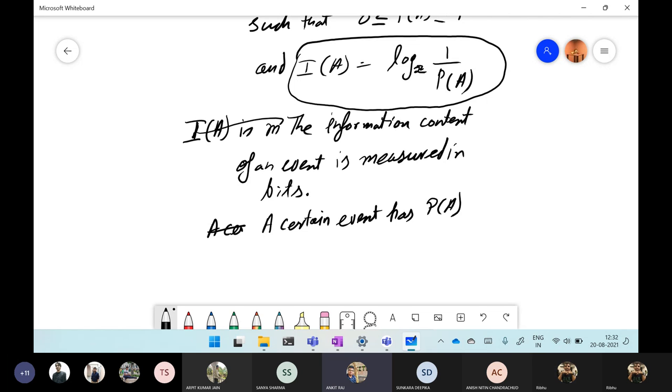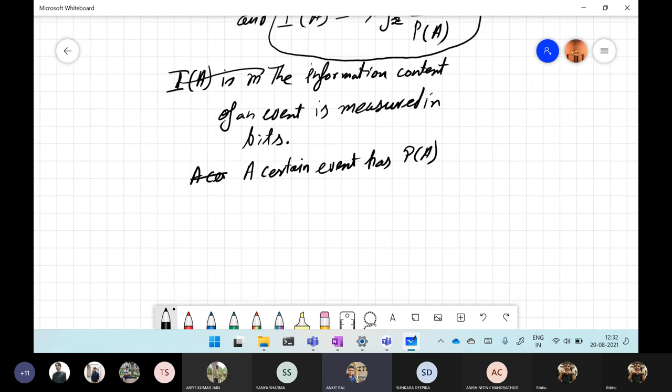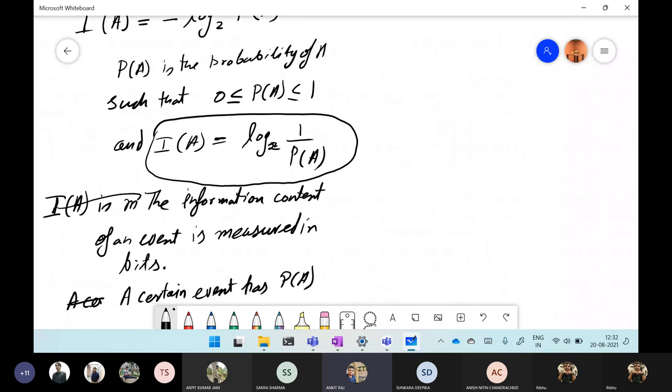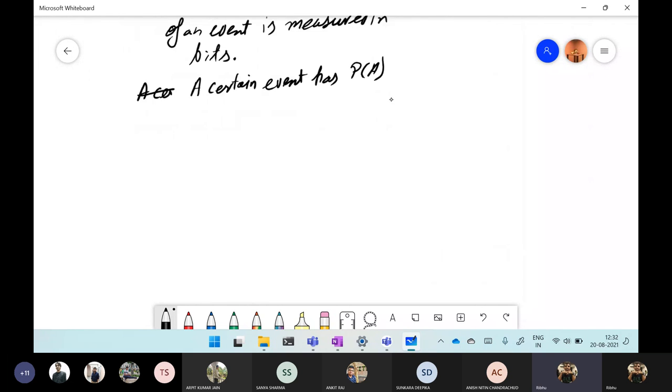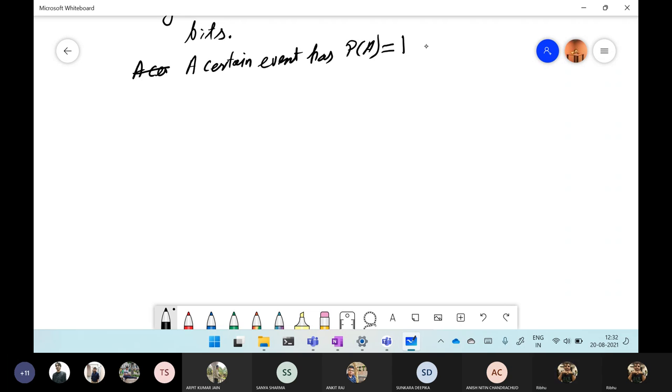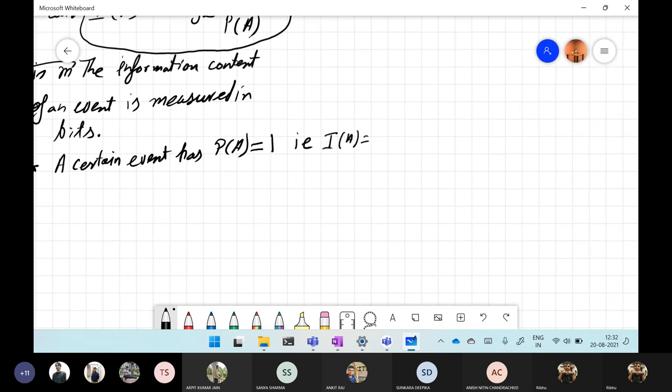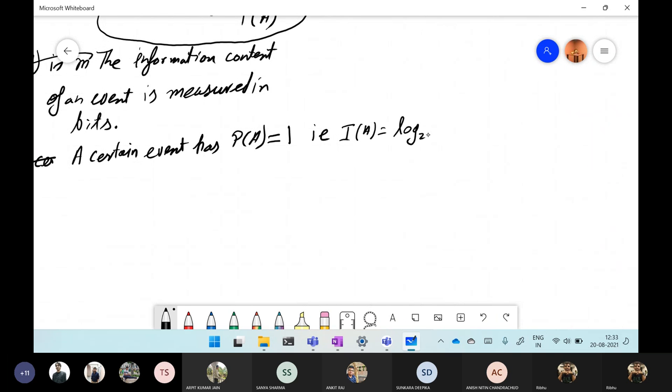Sir, this formula which you wrote, I equals log of 1 by P of A, that is implicitly defined, or that is the standard definition. Okay, this is a standard definition of how we measure information. I'll cover all of this. A certain event has probability of A equal to 1, i.e. log to the base 2 of 1 equals 0, no information. Fine.